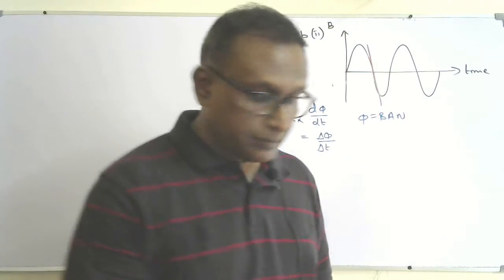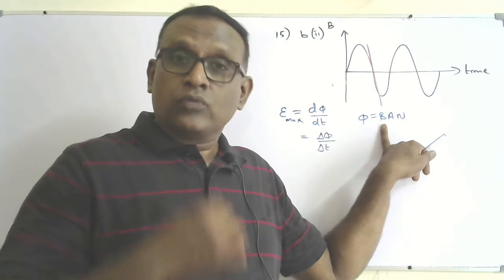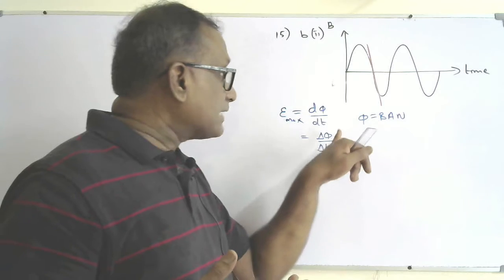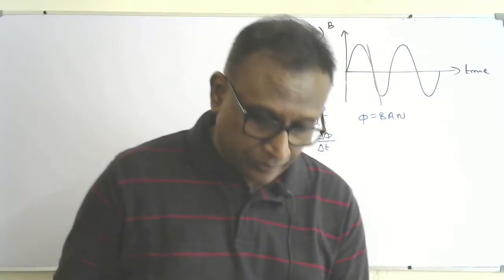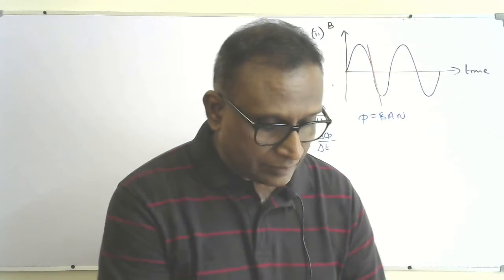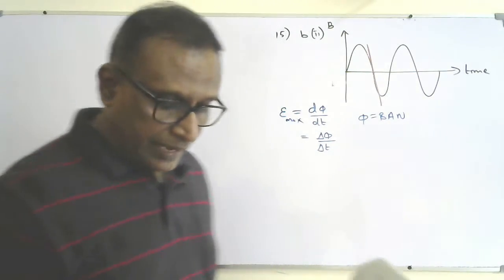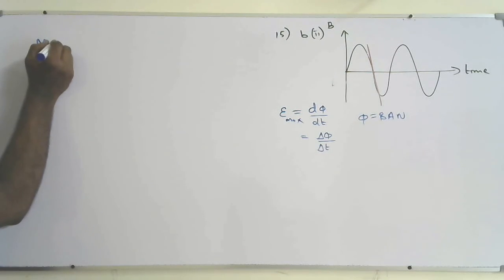So when the gradient is maximum, the rate of change of magnetic field strength will be the maximum. When the rate of change of magnetic field strength becomes maximum, the rate of change of magnetic flux linkage will become maximum, so the induced voltage will become maximum. So find the maximum gradient. You should keep the ruler and draw somewhere here, and when I find the maximum gradient, I'll get the maximum gradient.